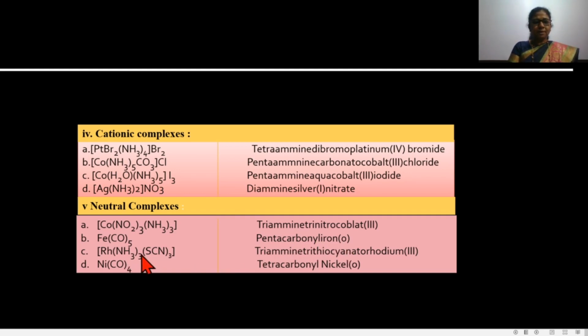In this example, there are 3 amine groups and 3 thiocyanate groups. Then alphabetically, the name of this compound is triamminetrithiocyanatorhodium. The oxidation state is 3. The next complex is Ni(CO)4. There are 4 carbonyl groups present. Therefore, the name of this compound is tetracarbonylnickel. The oxidation state is 0.